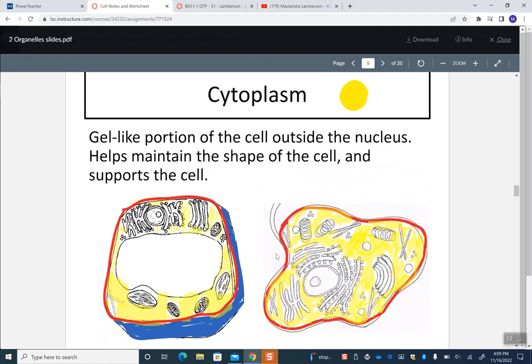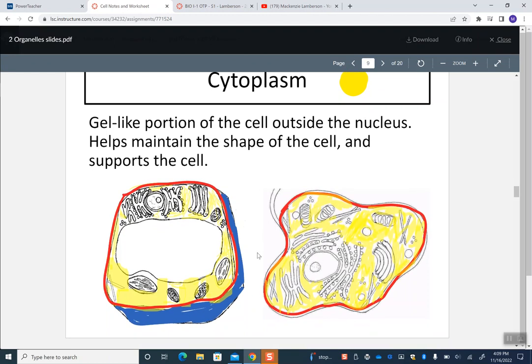Next, we're going to talk about the cytoplasm. The cytoplasm, I colored in yellow here, and you see that it is in both plant and animal cells. This is just the gel-like or jelly-like filling that fills all the extra space in the cell. So instead of all the empty space just being air, it is filled with cytoplasm. This helps maintain the shape of the cell and helps keep all the other organelles in place where they need to be, so we don't just have empty space. So again, this is in both plant and animal cells here, and I colored it in yellow.